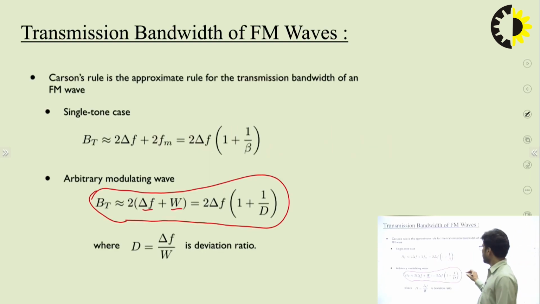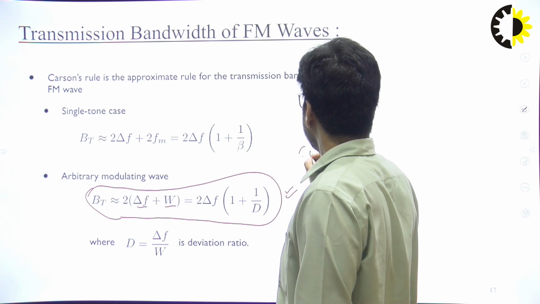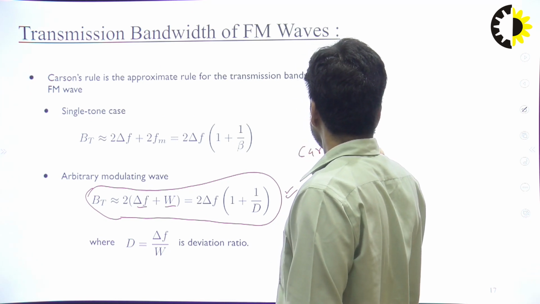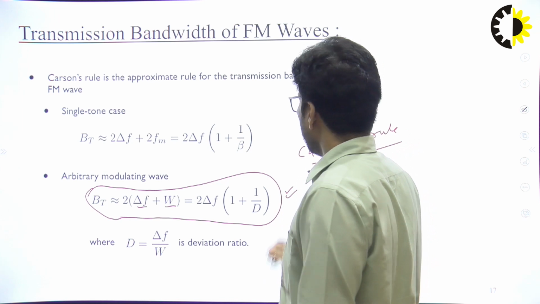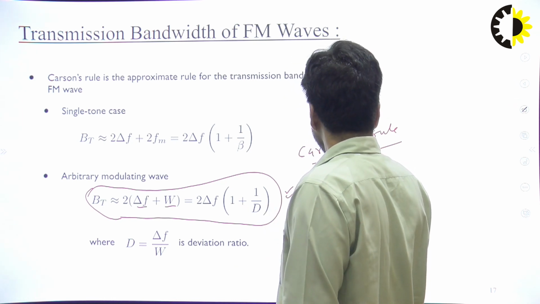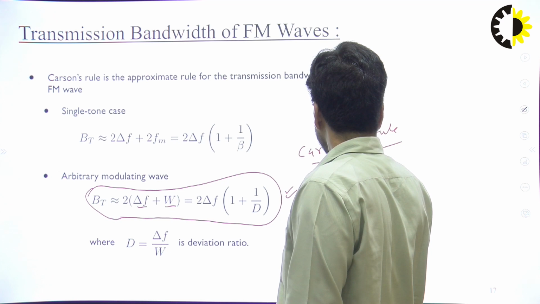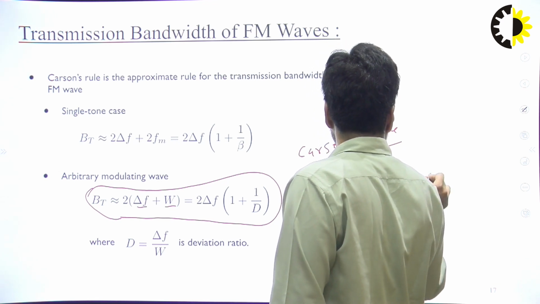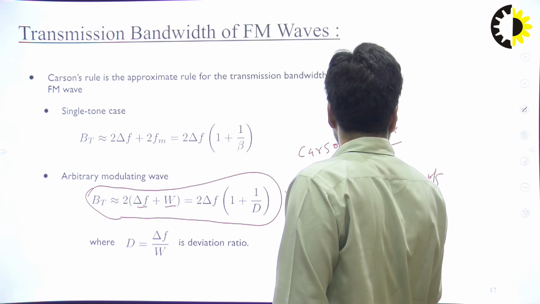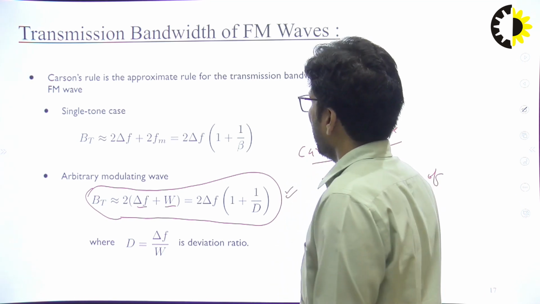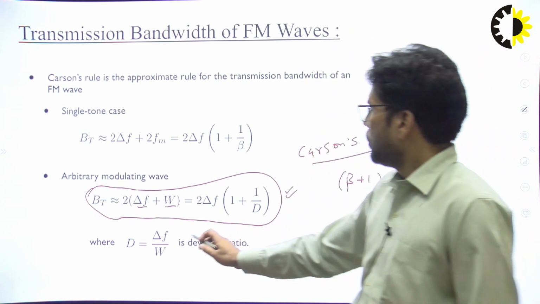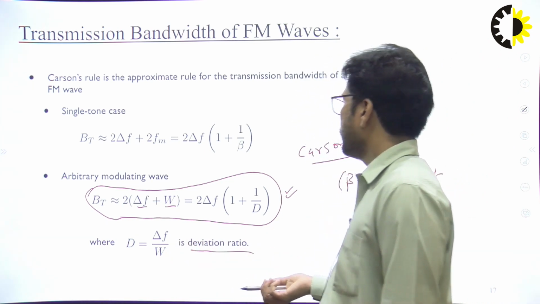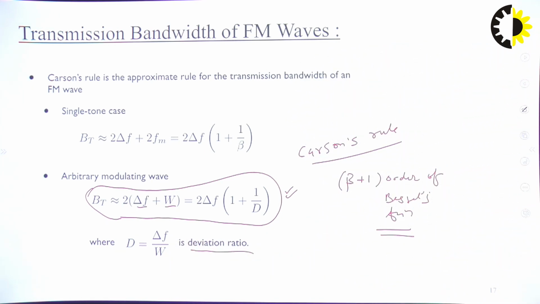I think this is clear to all of you. This is also known as Carson's rule. Carson's rule is always applied up to the beta plus 1 order of the Bessel function, right? Here D is equal to delta f by W, the deviation ratio, which is already known to all of you.